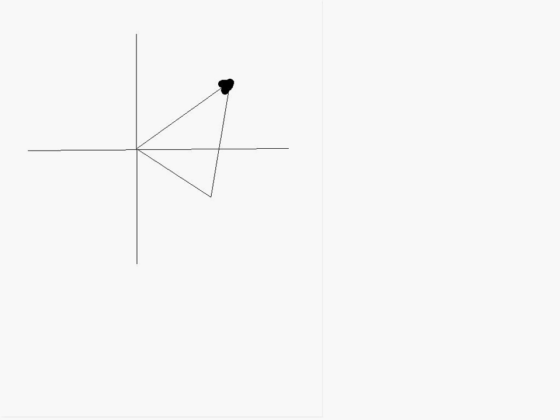Okay. And this one also goes up, so I'll just do it off to the side. And this one goes this way. Okay, good. I got it.